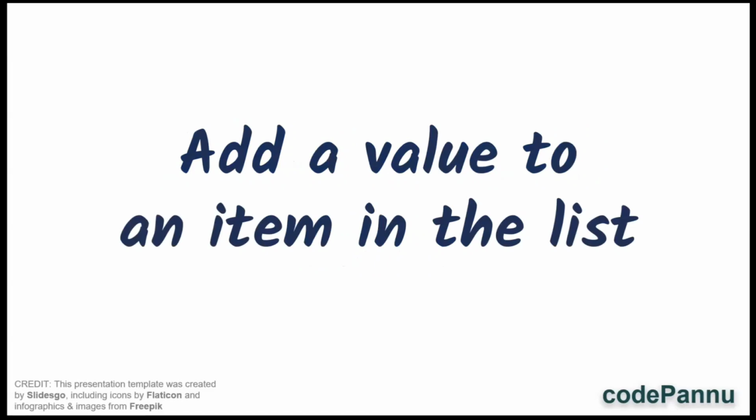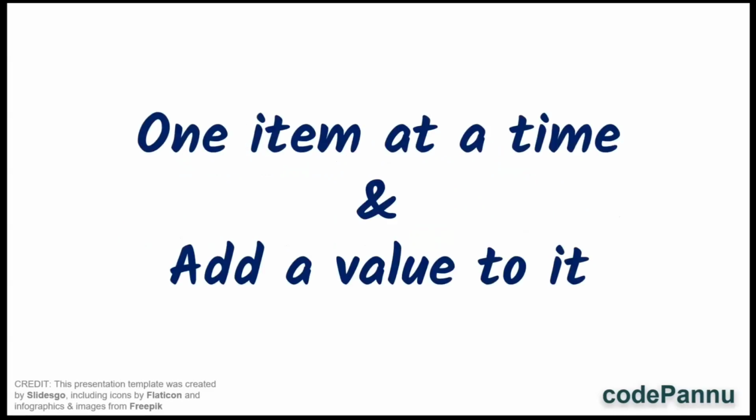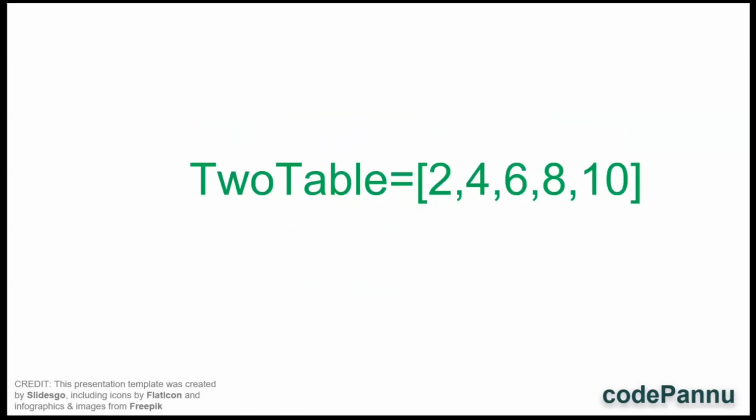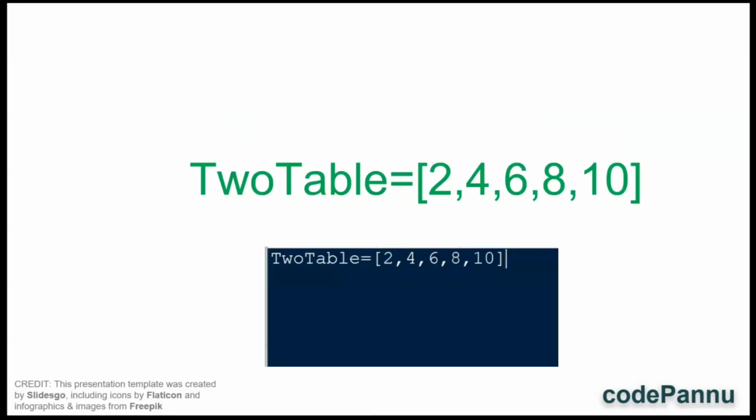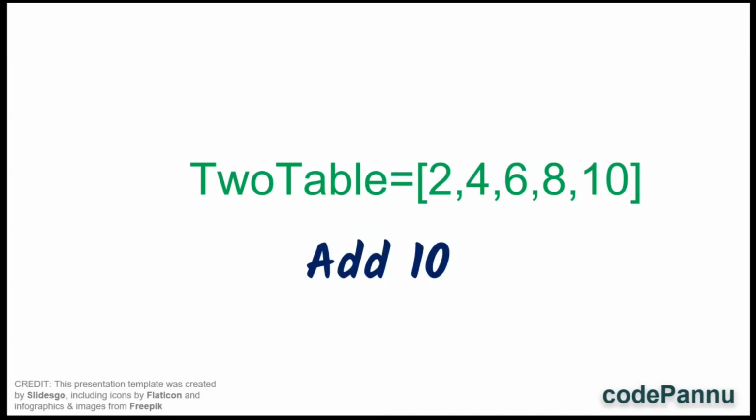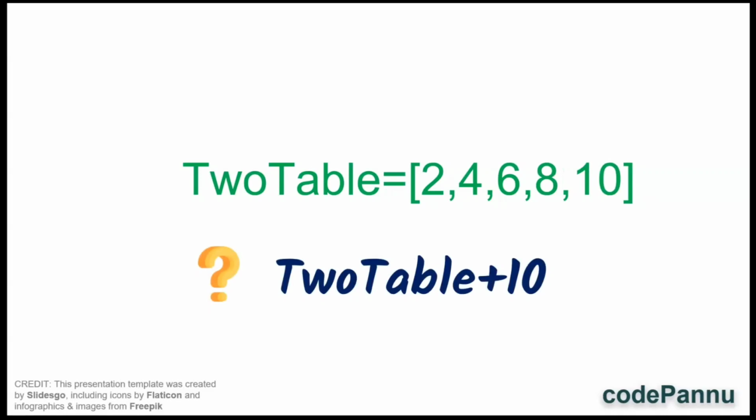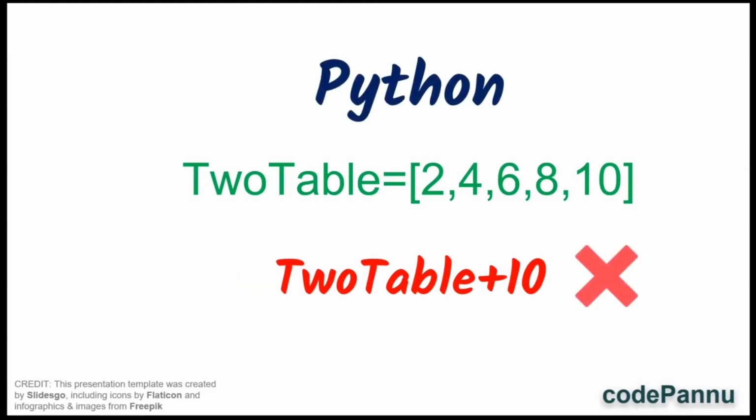If we want to add a value to an item in the list, as we saw in our previous videos, we first have to take one item and then add the value to it. For example, we have a list of 2 times table. So, if I want to add 10 to every item in the list, can I write it as 2 table plus 10? No. We already tried this in our previous video and Python gave an error. Then, what should we do?